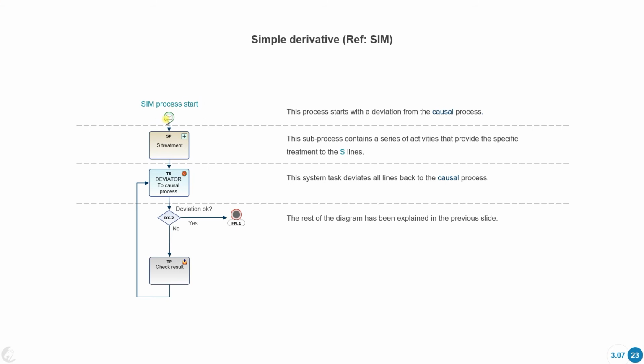This process is going to start each time the causal process deviates the lines to this star message event. So once the lines are deviated to this star message event, this process is going to be triggered. Now here, let's imagine the flow has entered into this object. It's gone down here, and in this subprocess we're going to give a specific treatment to these lines. So let's say 100 lines entered. They've all entered this star message event, and here we're going to give them a specific treatment.